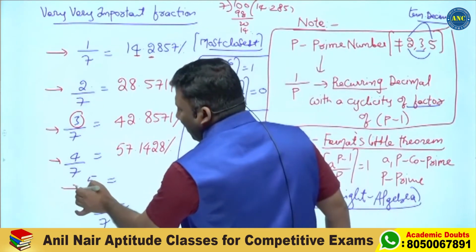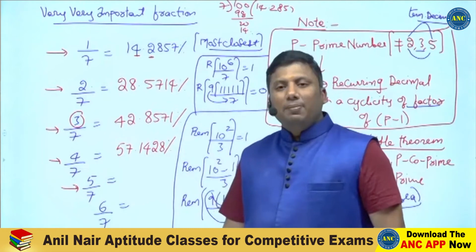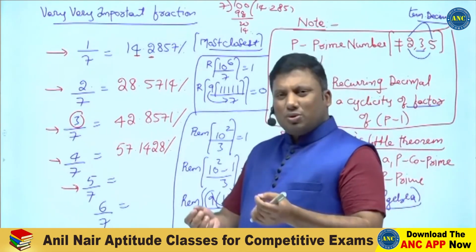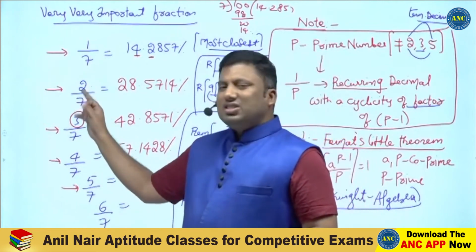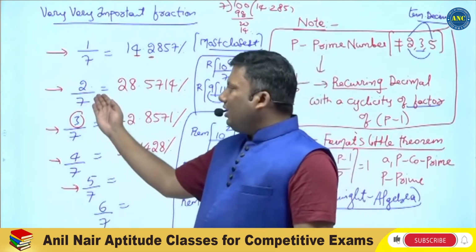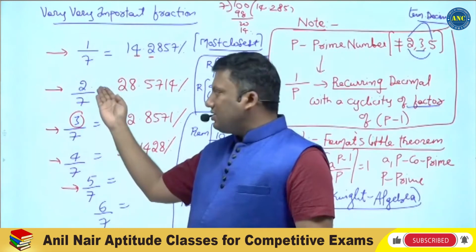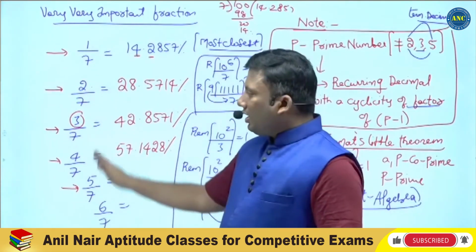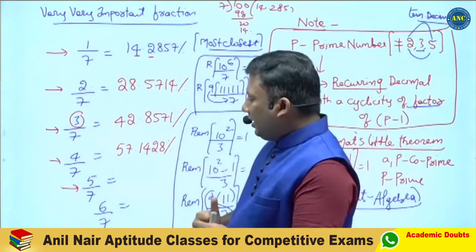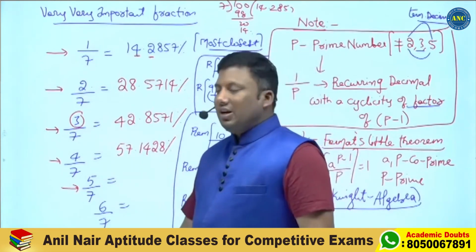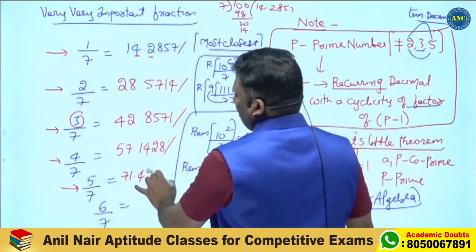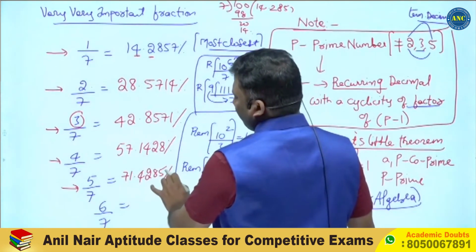Next one, 5 by 7. 5 tens are 50. 7 goes how many times? Just to make our life easy, I am taking the numerator times 100 instead of finding the first 2 digits; I am finding the first digit. Ideally, I should multiply by 100, but 200 by 7 is a little complicated. 5 tens are 50. 7 goes 7 times. So 71.4285.